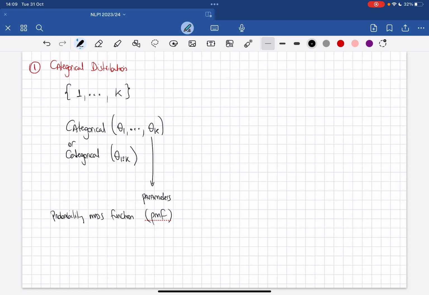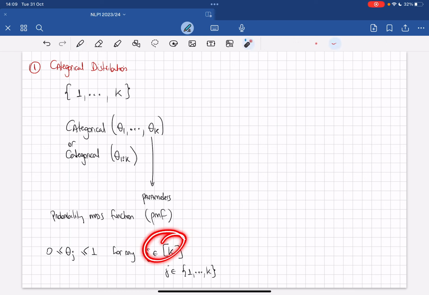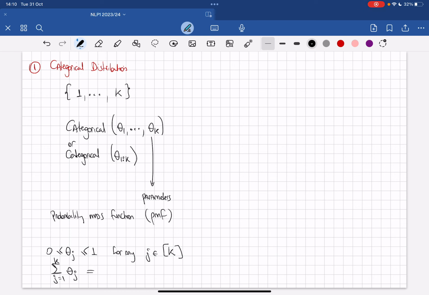There are certain conditions on these parameters. Each parameter is constrained to being between 0 and 1, for any of the outcomes. This is a short way to write j in 1 through k. Okay, so these are the same. And if you add up all the categorical parameters, you should get exactly 1.